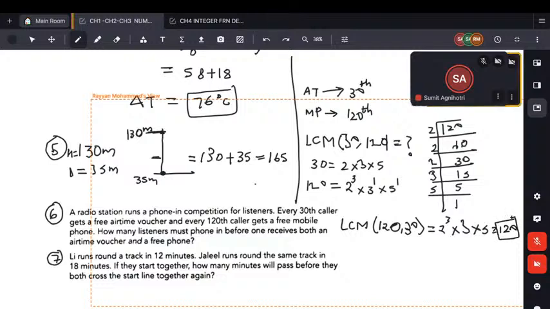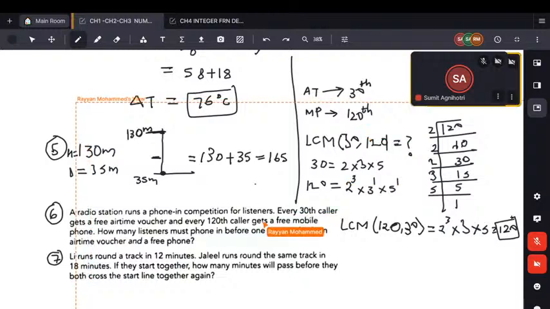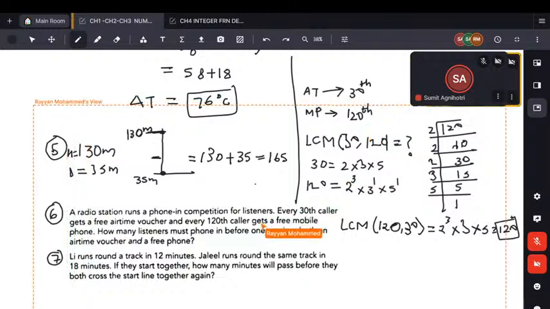If a caller calls 120 times, he will get both. He will first receive a free airtime voucher, as he has called 30 times. Then he will receive the mobile phone as he has called 120 times. That means if he calls 120 times, he will receive both, as they asked.